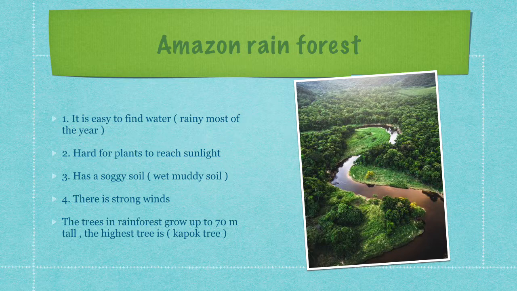It is easy to find water in Amazon rainforest, so it's rainy most of the year, but it's hard for plants in the rainforest to reach sunlight. The rainforest has a soggy soil, which means that it is a wet, muddy soil. The rainforest is characterized by strong winds. The trees in the rainforest grow up to 70 meters tall, but the highest tree is known as kabak tree.